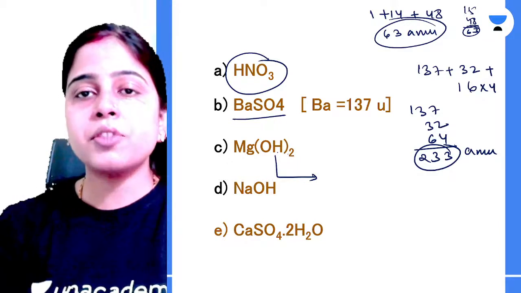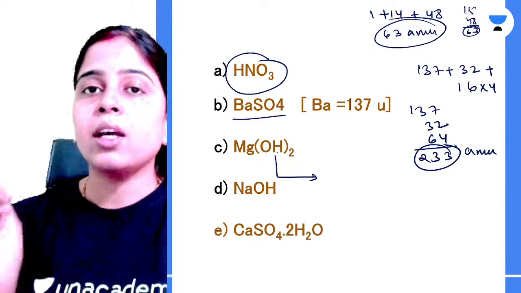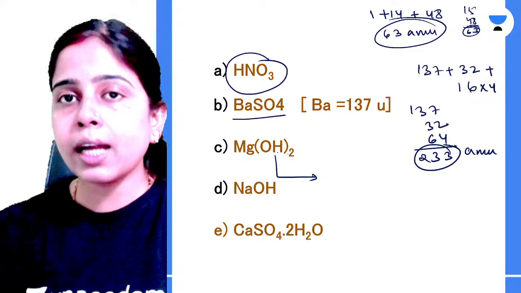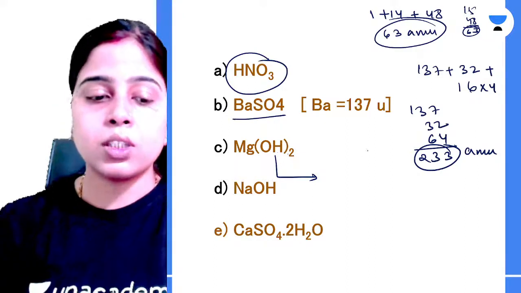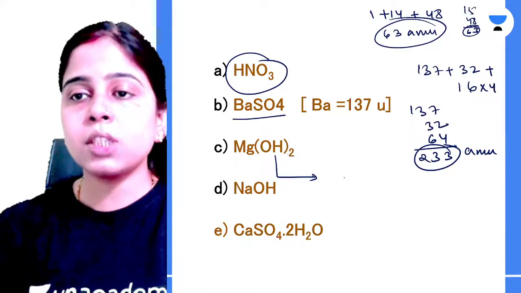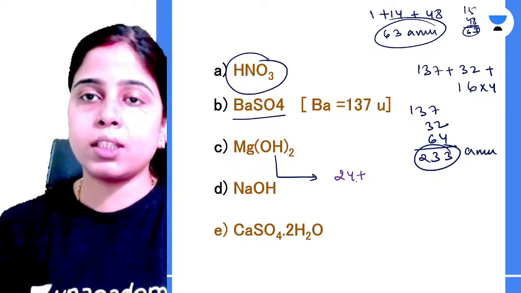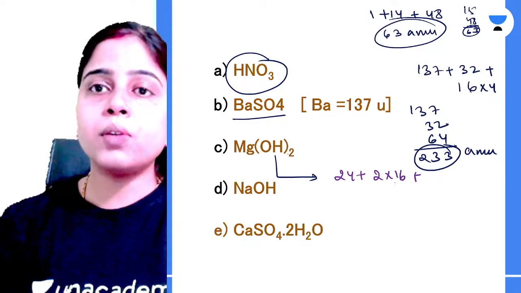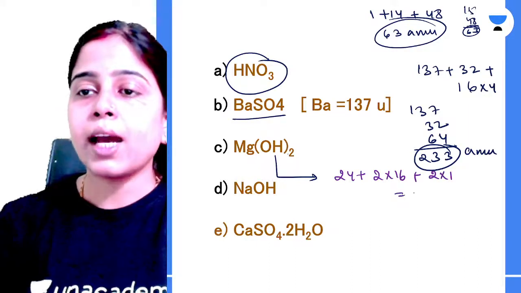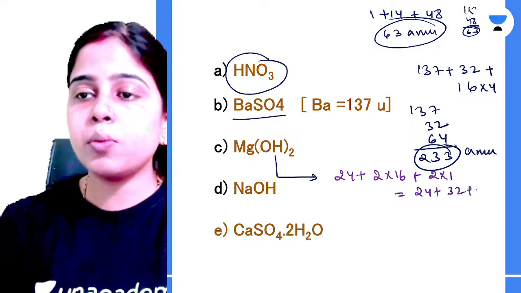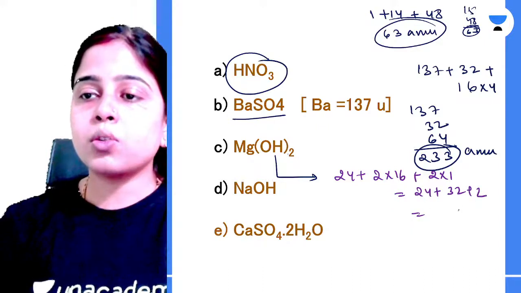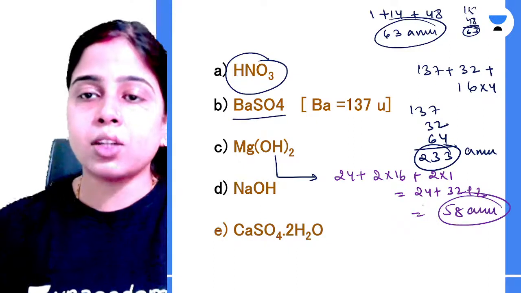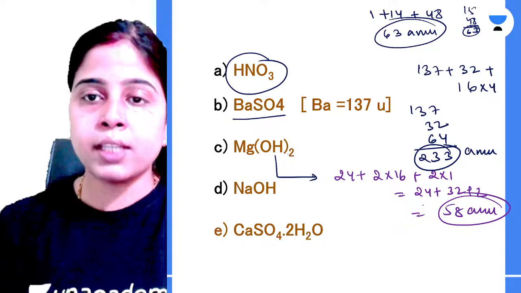So whenever you have such a subscript written over here, outside the bracket you have the number, so that number stands for all the atoms present inside the bracket. In this case you have 1 atom of magnesium, whose atomic mass is 24, 2 atoms of oxygen, so 2 into 16, plus 2 atoms of hydrogen, so 2 into 1. Add it: 24 plus 32 plus 2, 58 AMU is the molecular mass of magnesium hydroxide.